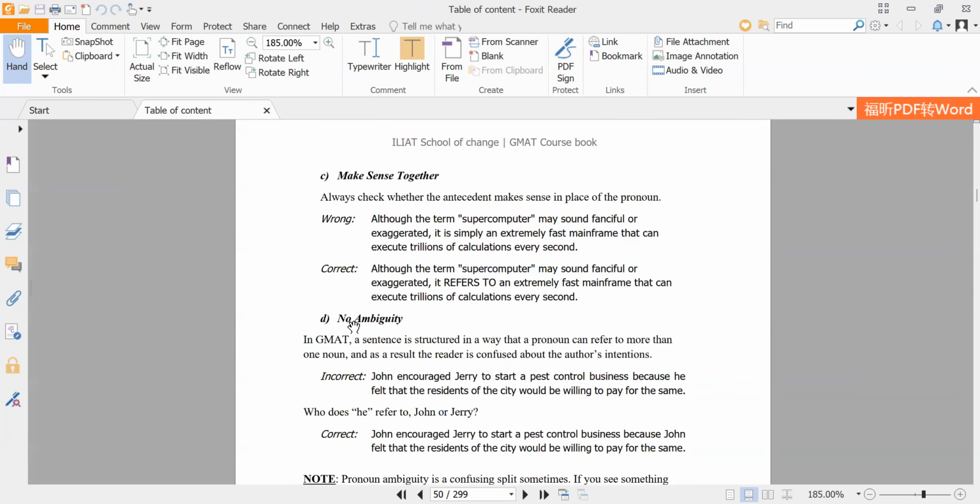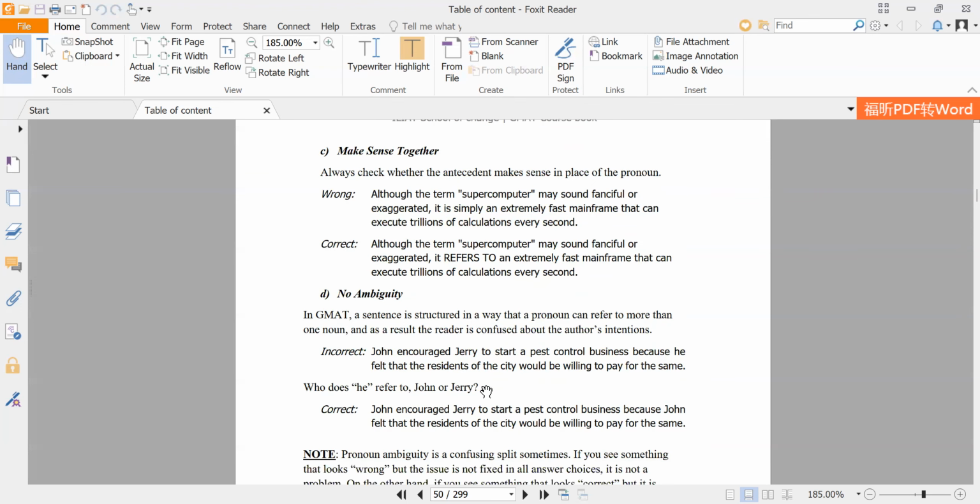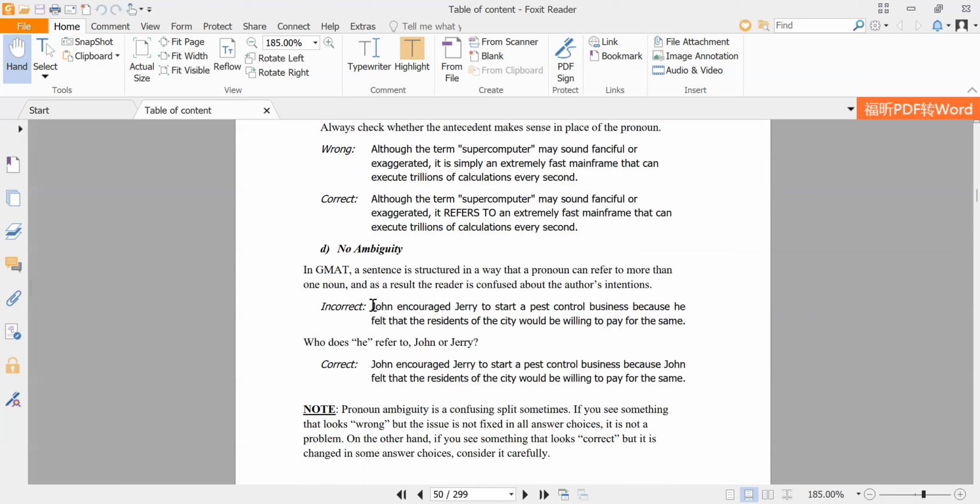All right, so the fourth rule is ambiguity: no ambiguity with pronoun usage. Let's take a look at this example. John encouraged Jerry to start a pest control business because he felt that the residents of the city would be willing to pay for the same. We have the pronoun he here, but the problem becomes, what does he refer to? Does he refer to John or Jerry? What does he really refer to? John or Jerry? We don't know. And that's the problem, because we have these two male nouns in front of he, John and Jerry.